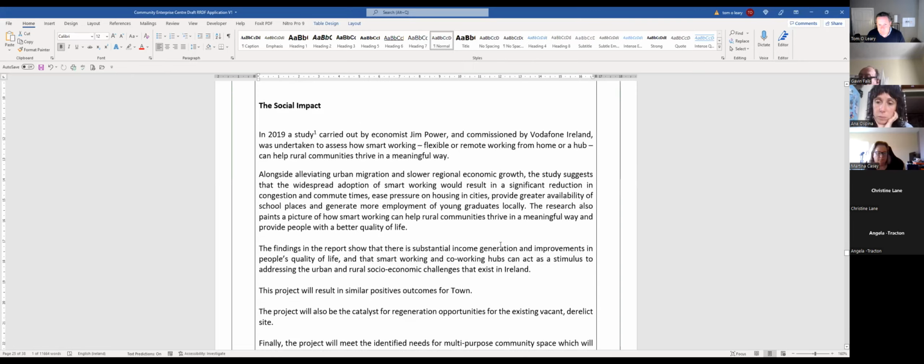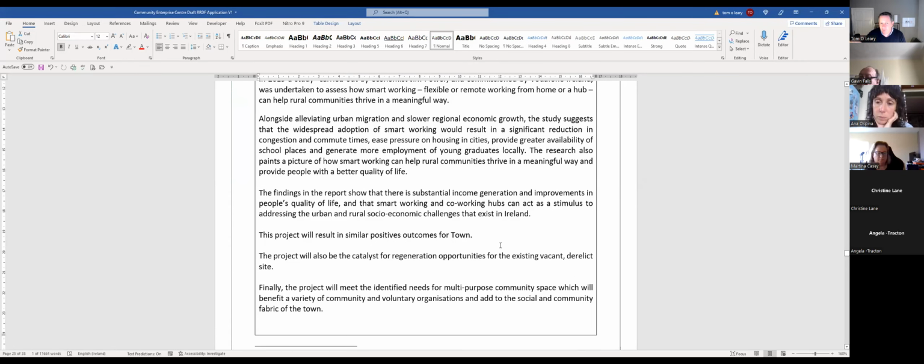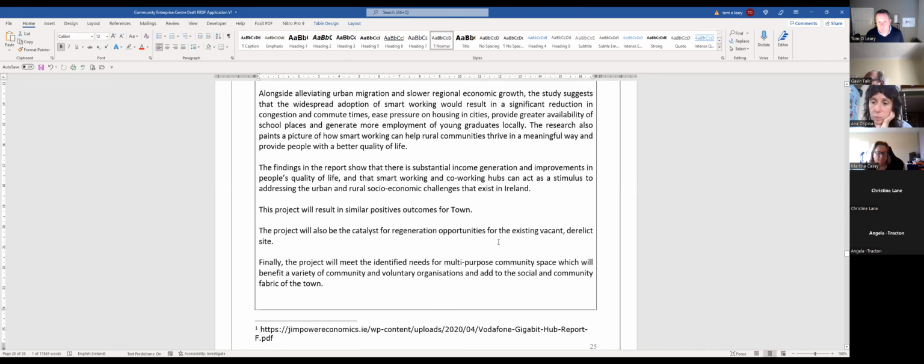In terms of social impact, we're showing what the non-quantifiable impact would be on the town itself. That site, which is vacant and derelict, is going to be regenerated. That street, which has a lot of vacant properties, will see this project be a catalyst for developing other properties on that street. It's going to impact on the local community in terms of shops, local schools, clubs, etc. as well. So we're trying to show how this one project can be a catalyst for other projects at a local level.